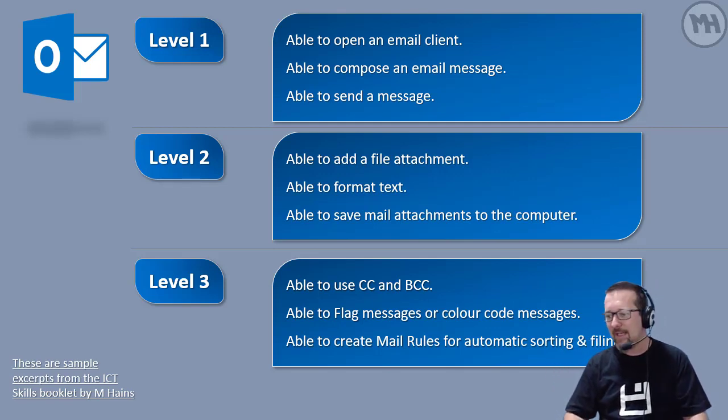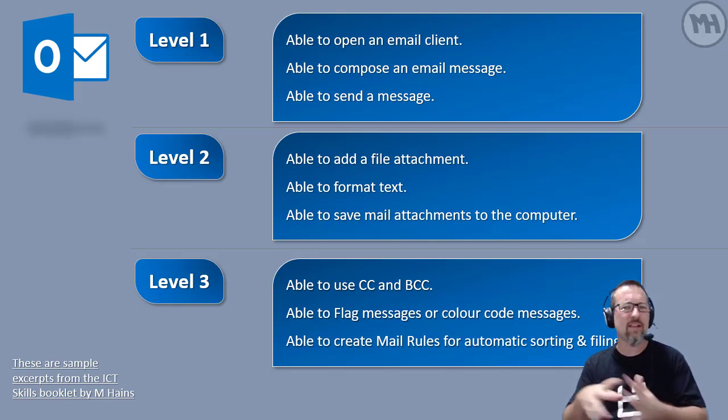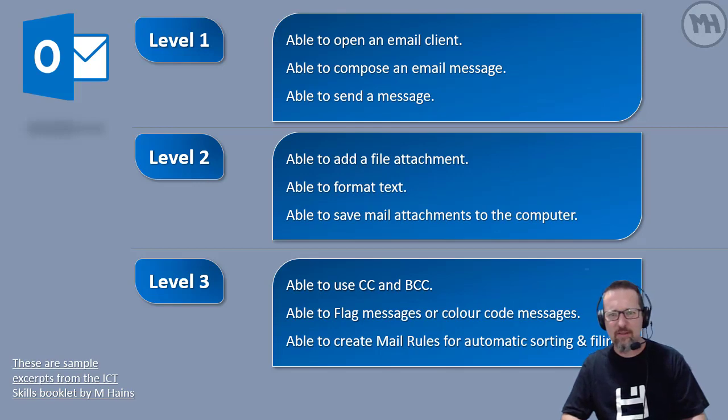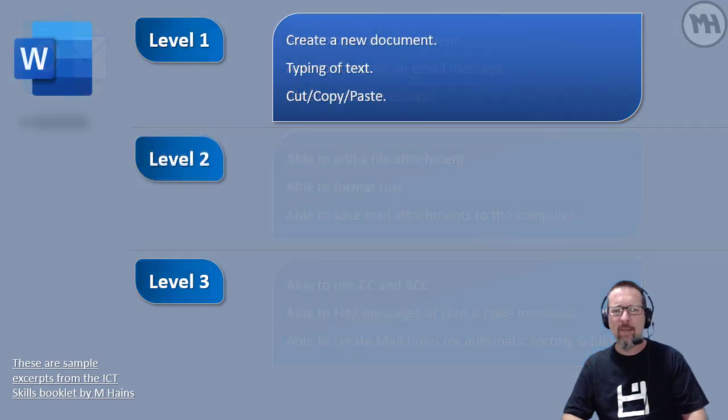Come on. And you should also be able to flag messages or color code your messages so you can organize your information in your email. And you should be able to create some mail rules for automatic sorting and filing of your mails. That's a level 3. Okay, how about Microsoft Word?